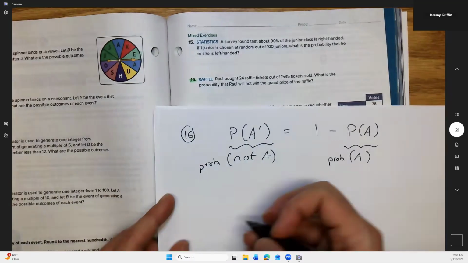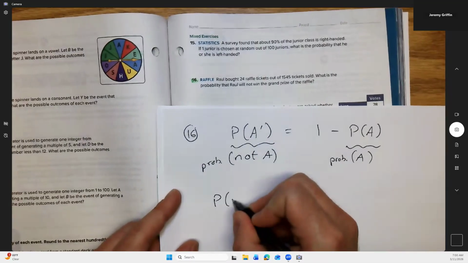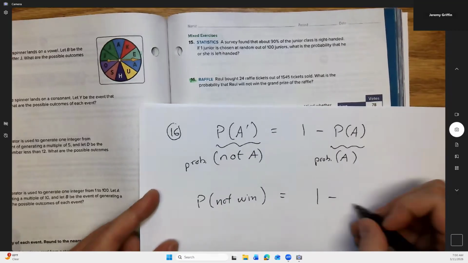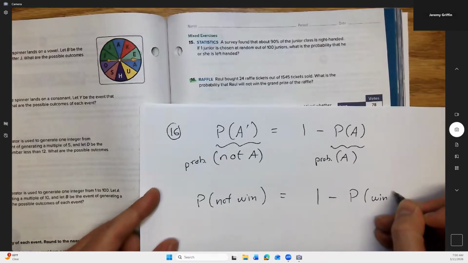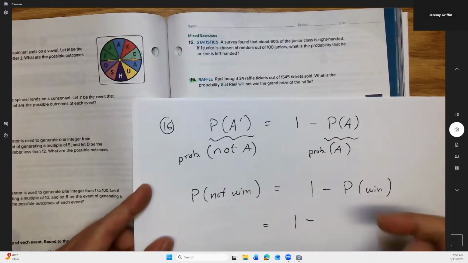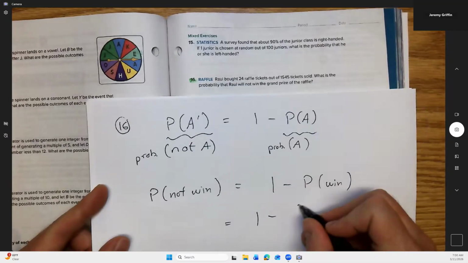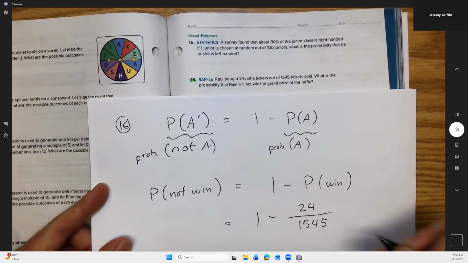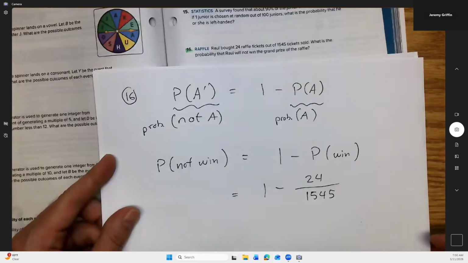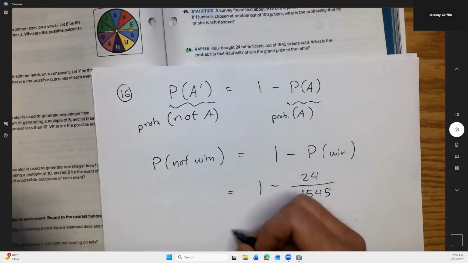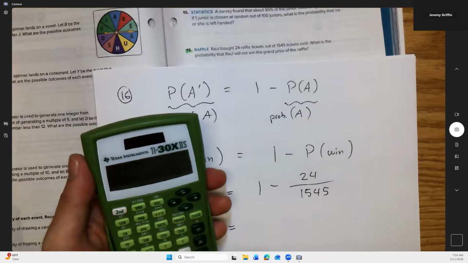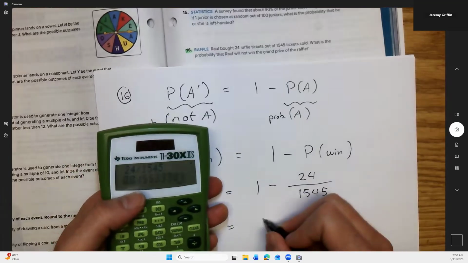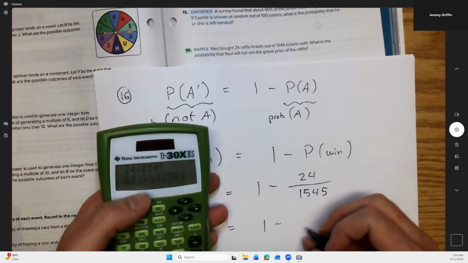So I'm going to say that the probability of not winning the raffle is the same thing as 1 minus the probability of winning. He bought 24 tickets out of 1545 sold. Suppose there's one winning ticket; I think we want to assume that. So one of these tickets is going to win. So what is 24 out of 1545? This number right here is about 1.5%.